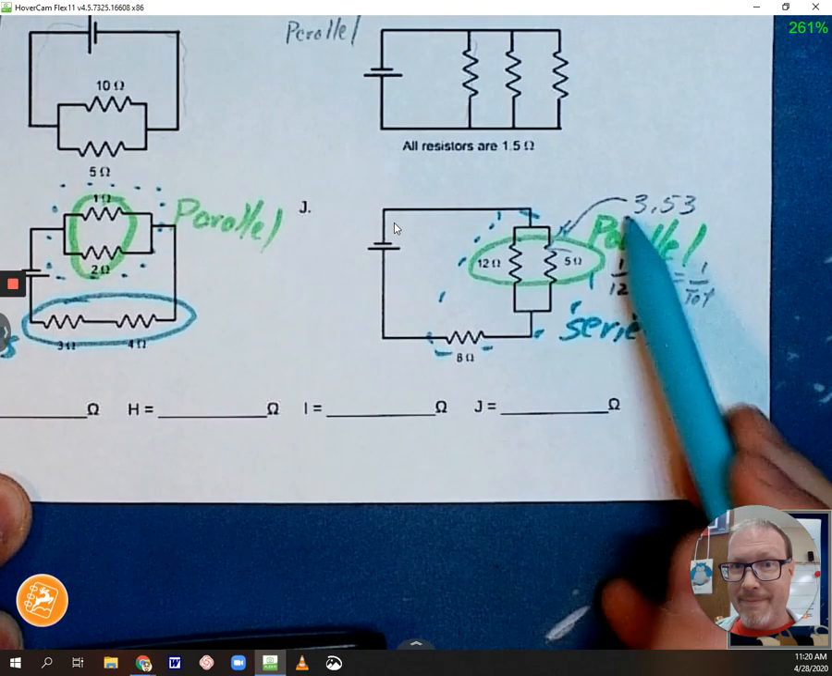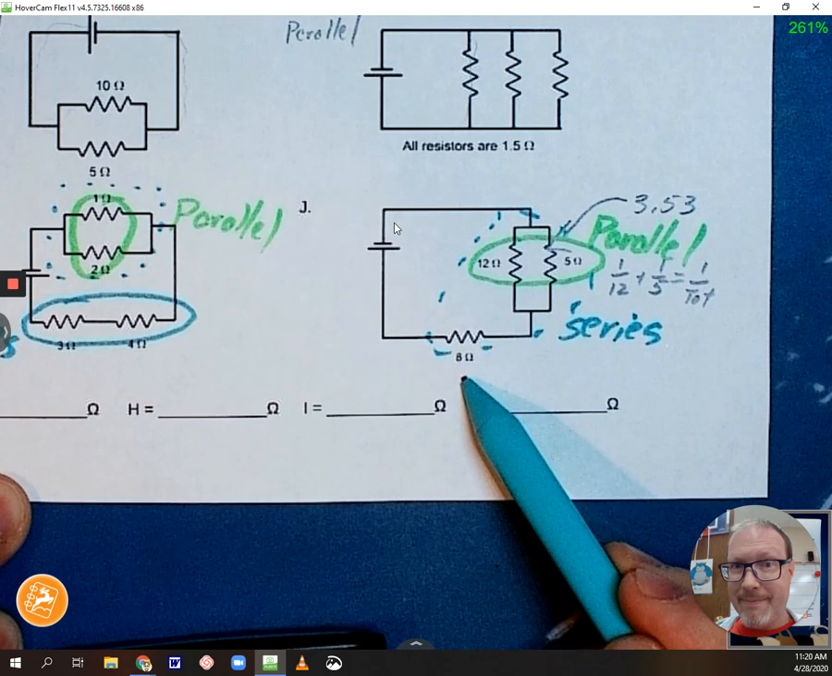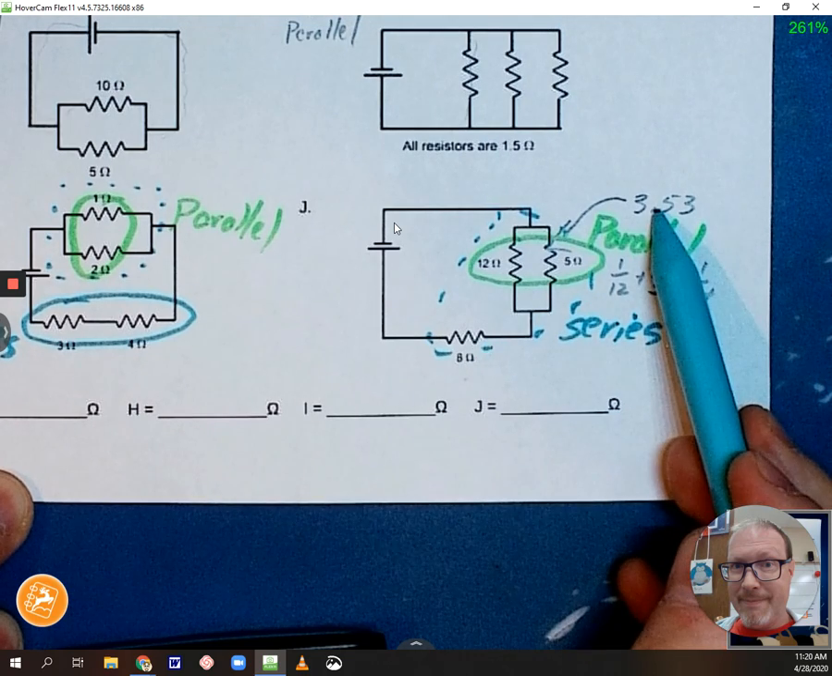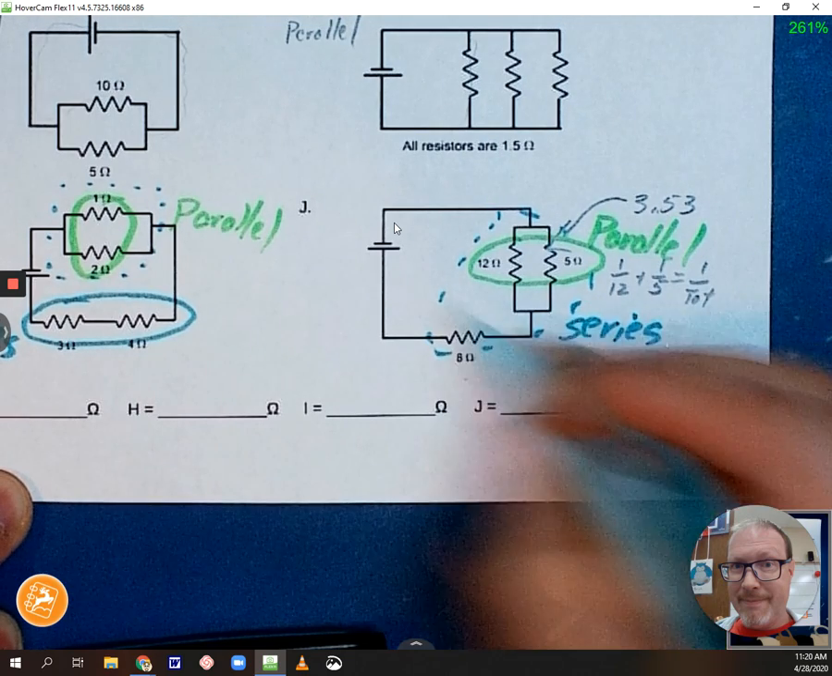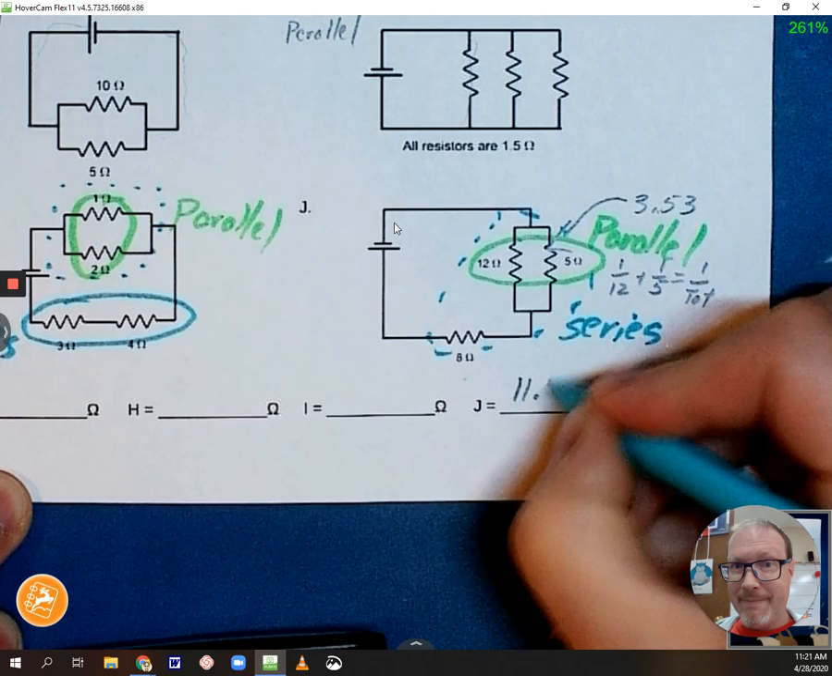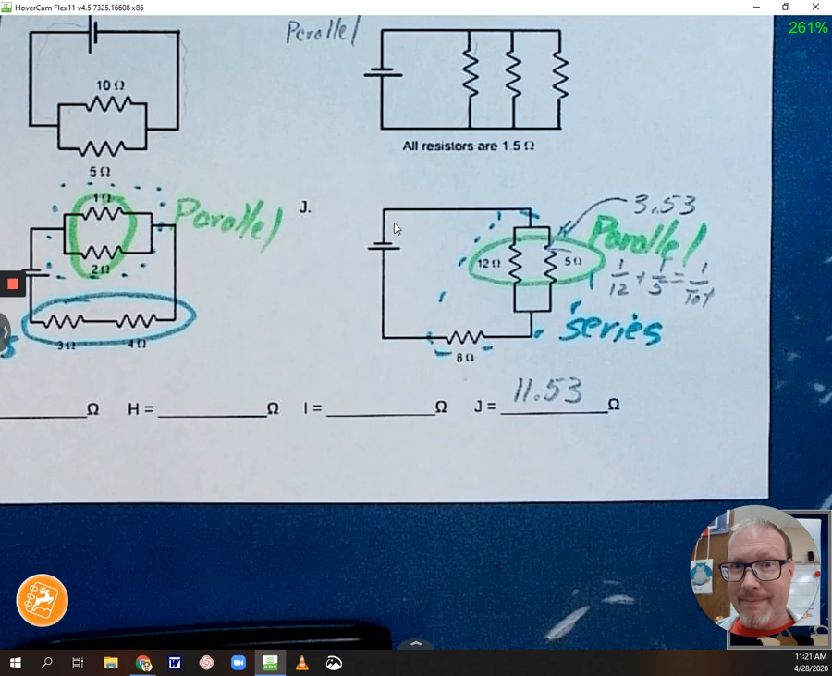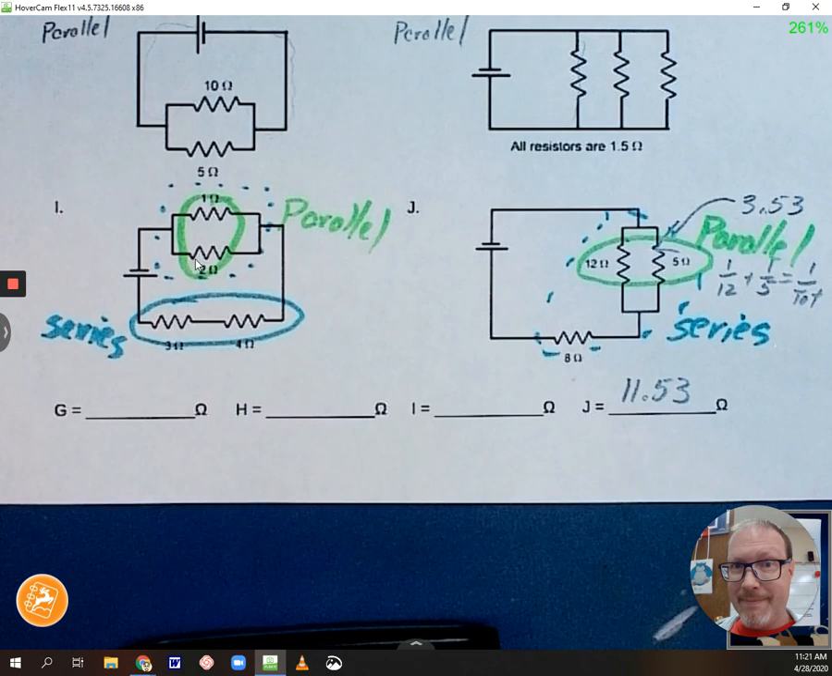Then since it is in series with this right here, I'm going to follow the rules for adding up series resistance, which just means I'm going to take 8 plus 3.53. So for J, it's going to be 11.53 ohms. And you solve I in a similar fashion. You're going to find your parallel, and then you're going to put it in series with these other two resistors down here to find your total resistance.